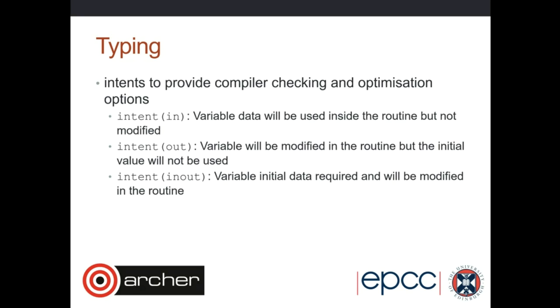If you say, oh, this is an intent in variable, then it will only copy the data and it won't copy it back out again. So again, there's nothing to say that you have to do this in Fortran, but it's reasonably good programming practice because it both lets the compiler do a bit more checking for you of your functions or subroutines and that you're using the variables inside them in the way you said you would. And it can also let it do some optimization there. So it can let it improve the performance in some cases.